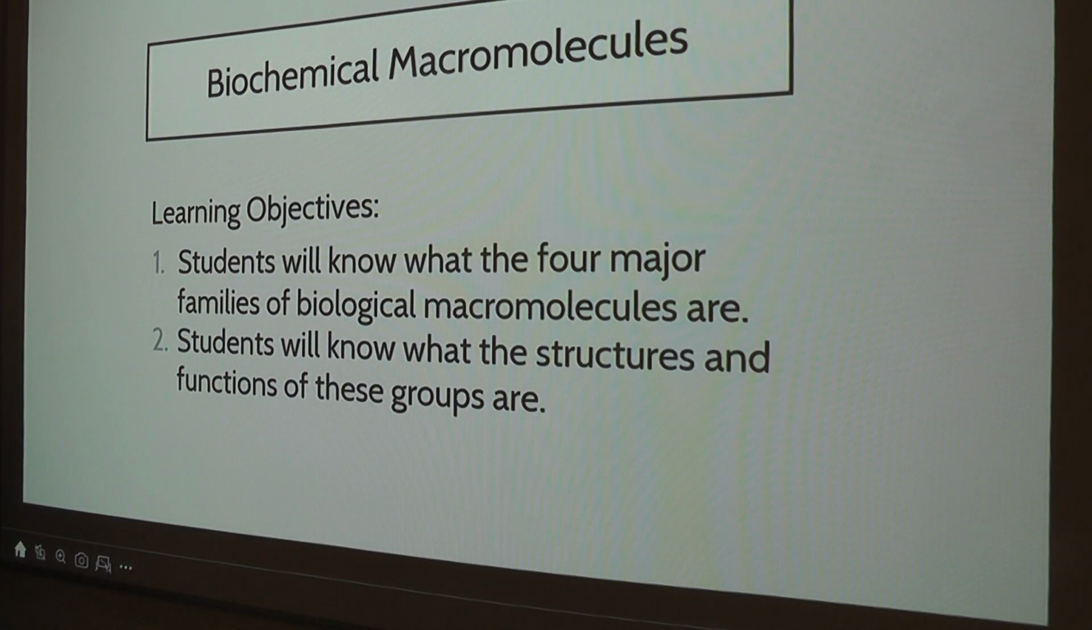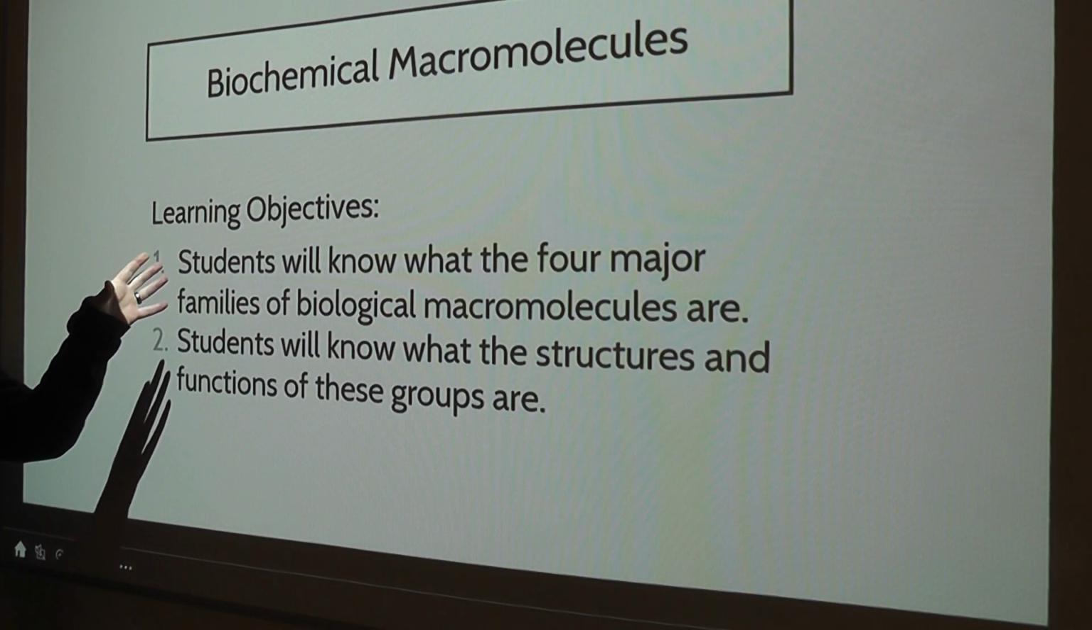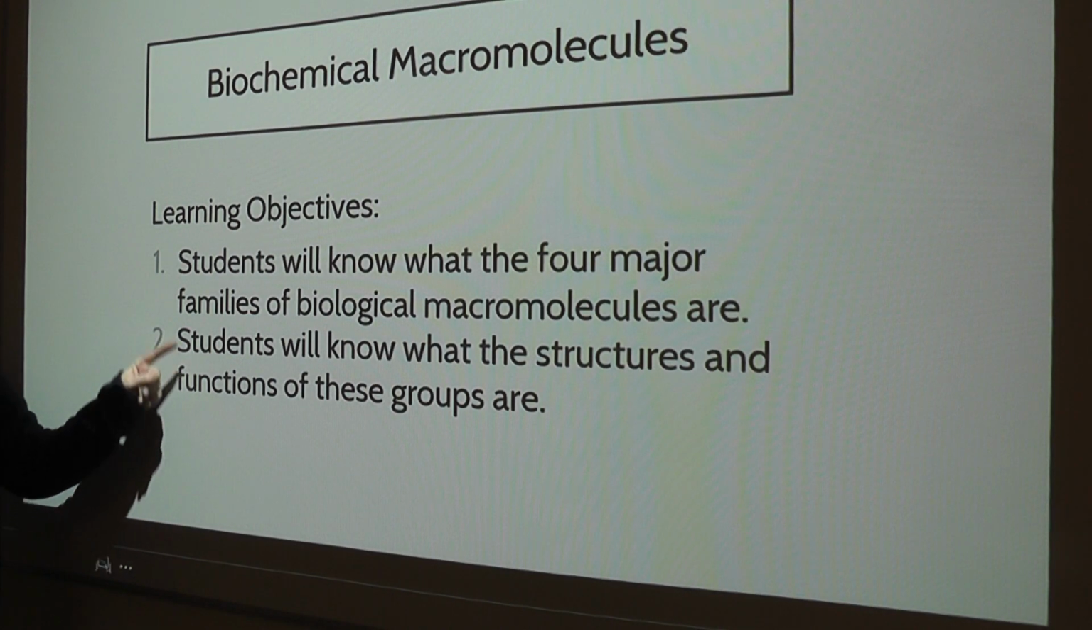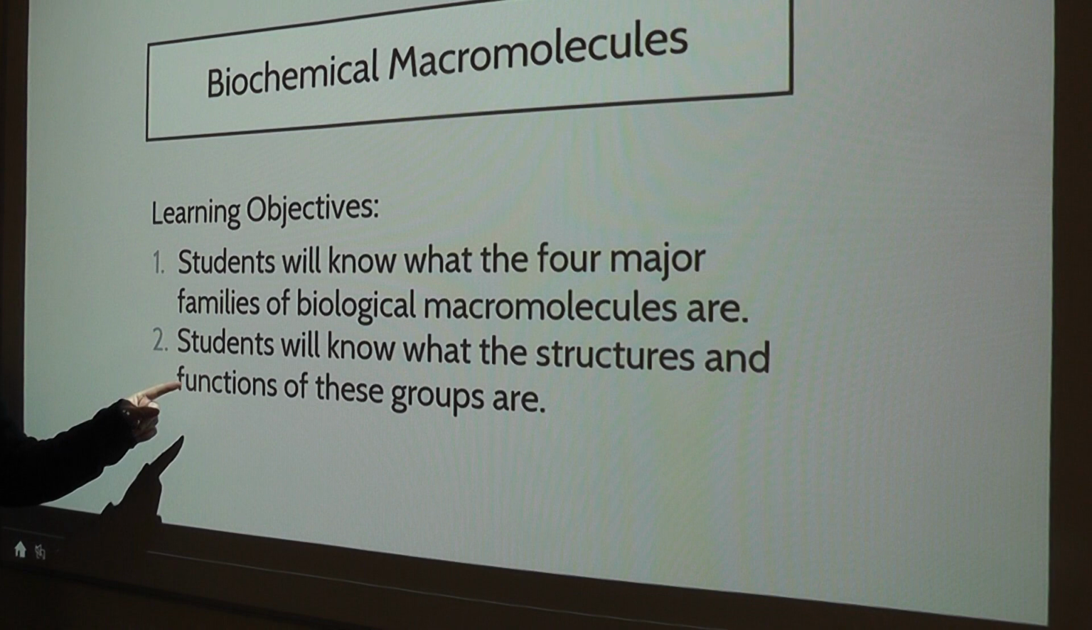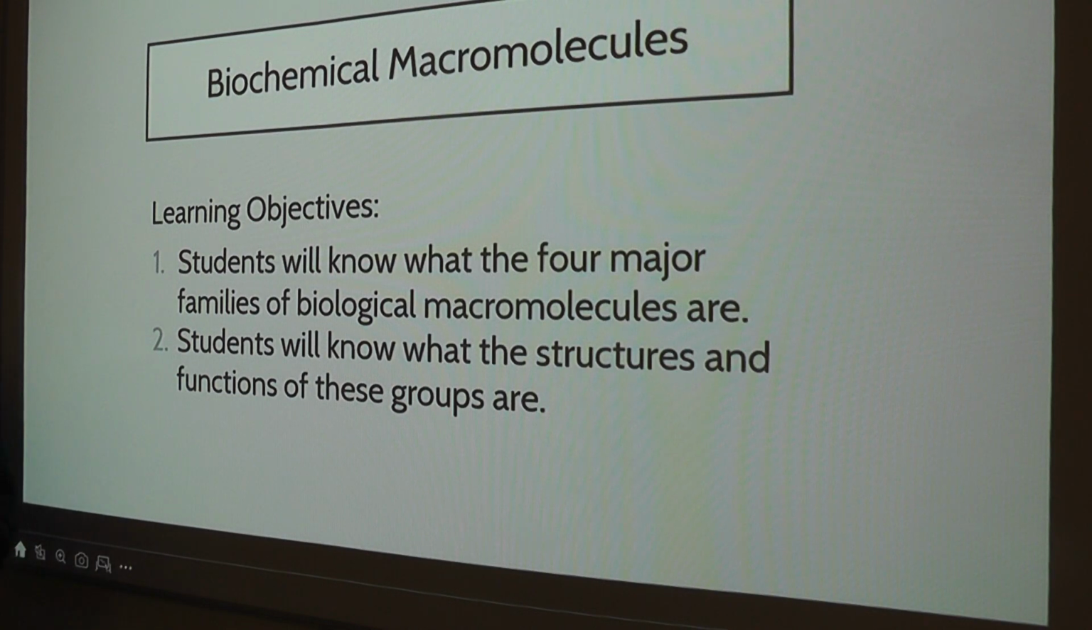So our goals today are to figure out what are these main categories of living organisms. What are carbohydrates, lipids, proteins, nucleic acids? What kind of distinguishes those things? And then we'll think about what they look like, what their ingredients are, and how they operate inside living organisms.